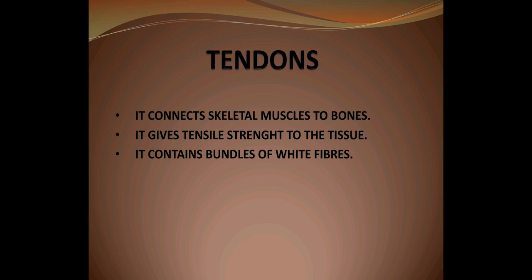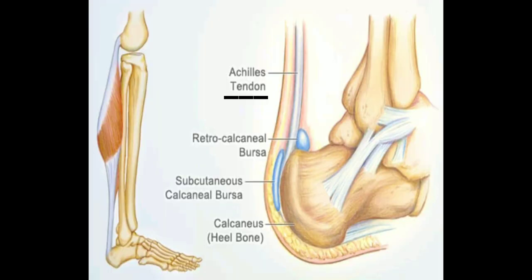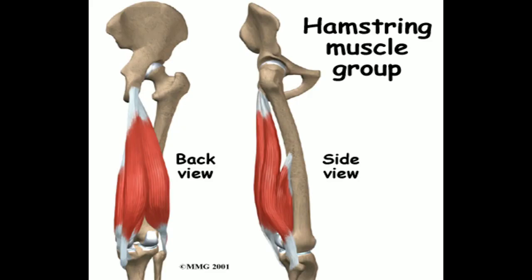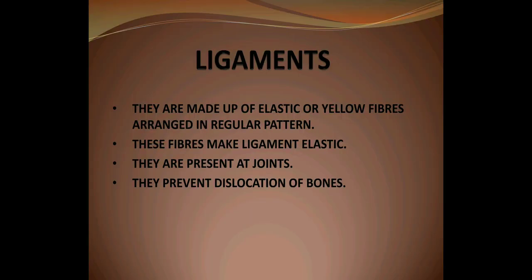And its main function is that it gives tensile strength to the tissue. And here you will find it contains bundles of white fibers. And examples for tendons are the Achilles tendon and the hamstring tendon. Now, ligaments. If you see ligaments, they are made up of elastic fibers, or you can say yellow fibers.